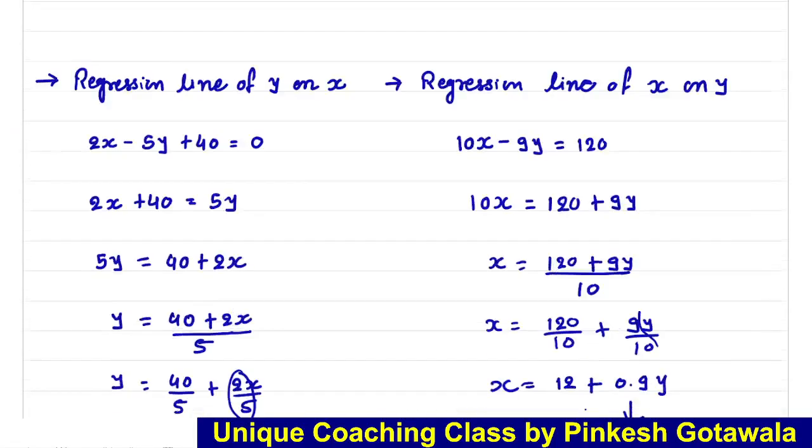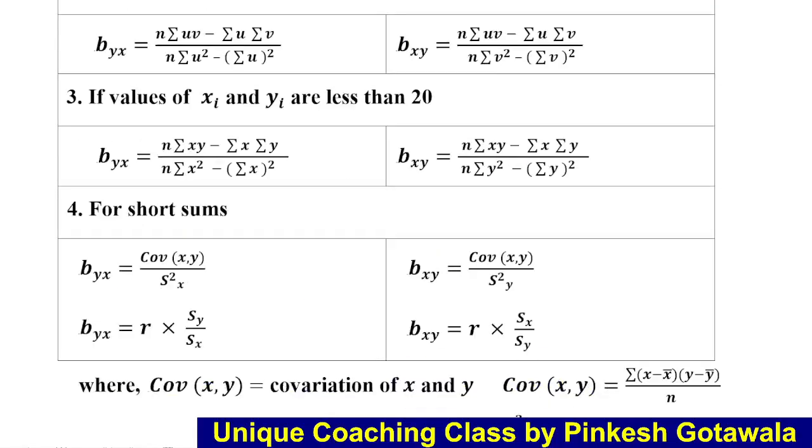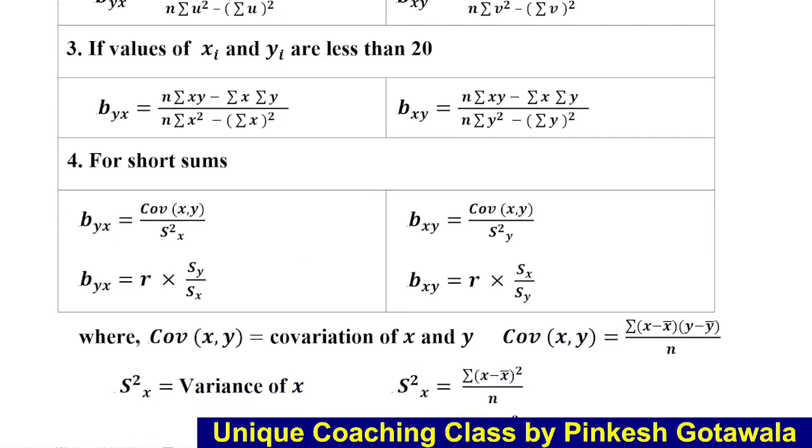Come to the formulas we saw when we started the chapter. These are Sy and Sx. Only these two formulas: first, covxy divided by sx square, and the second, r into sy into sx. Sx and Sy appear in these formulas, not in any other formula.